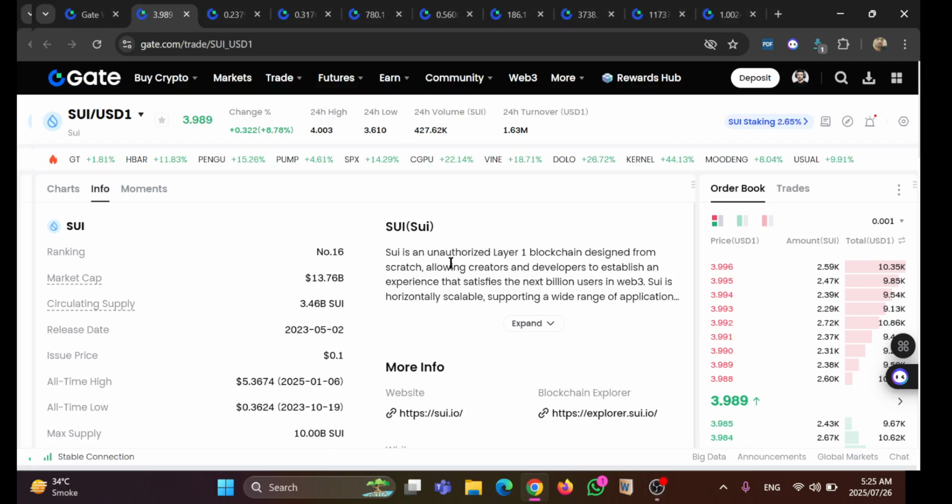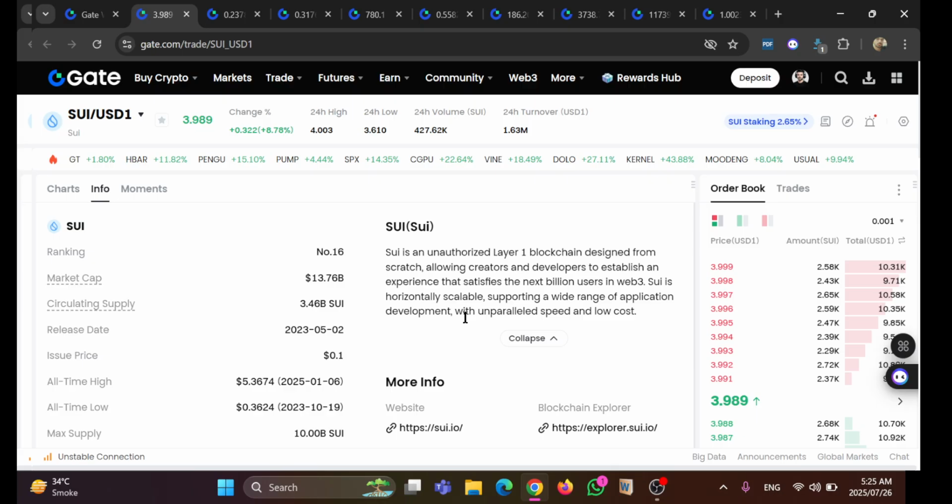SUI is an unauthorized layer 1 blockchain designed from scratch, allowing creators and developers to establish an experience that satisfies the next billion users in Web3. SUI is horizontally scalable, supporting a wide range of applications and development with unparalleled speed and low cost.